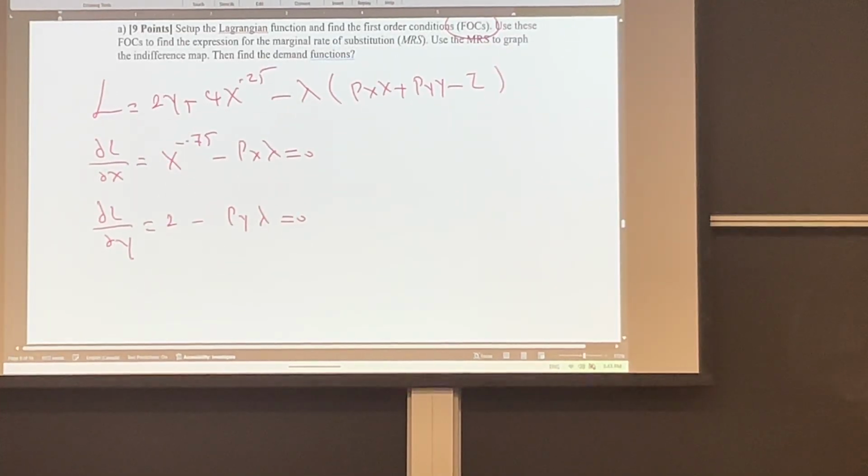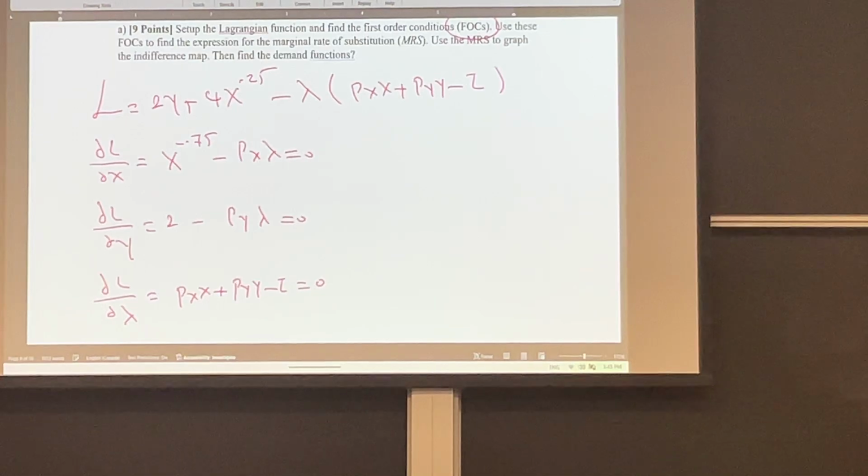And that is lambda. Lambda ensures the constraint is applied. So now I have three equations, three variables.